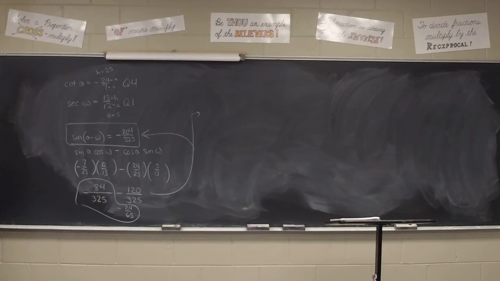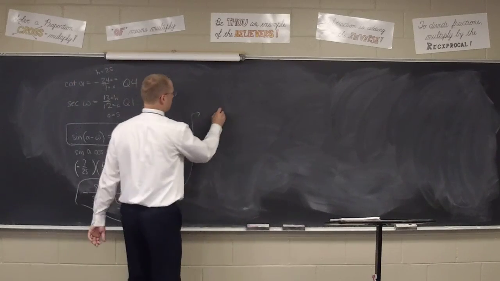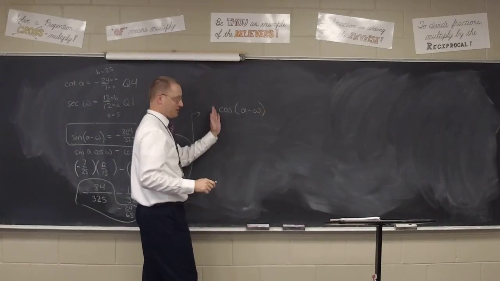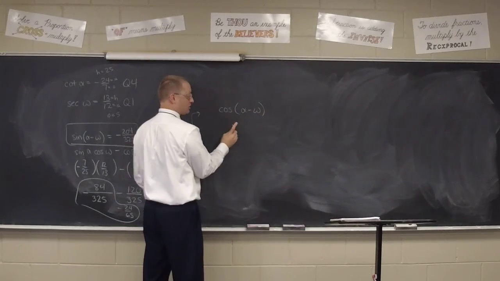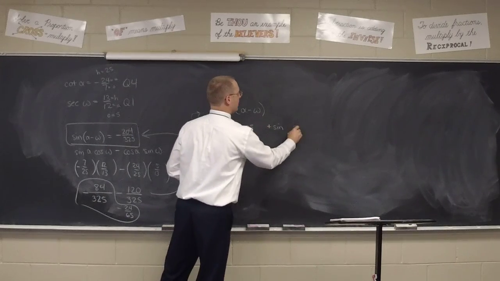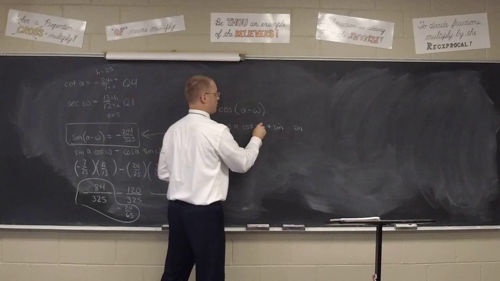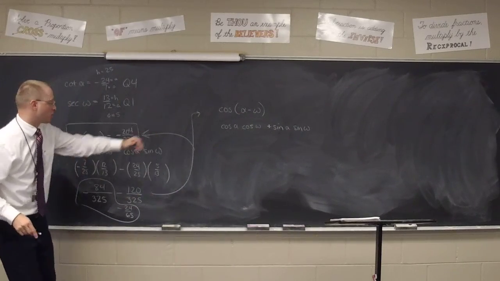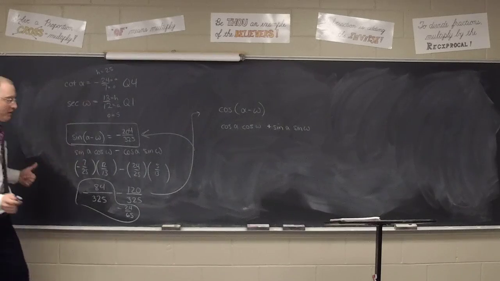All right, let's take a look at the next part, which is to find the cosine of alpha minus omega. Anytime I see cosine of a sum or difference, I should write, say it slowly with me: cosine, cosine, sine, sine. And we drop in the alphas and the omegas. The nice thing is, all cosine uses are sines and cosines, and all sine uses are sines and cosines. So we've already found all of these.